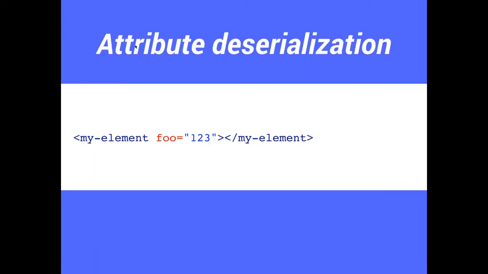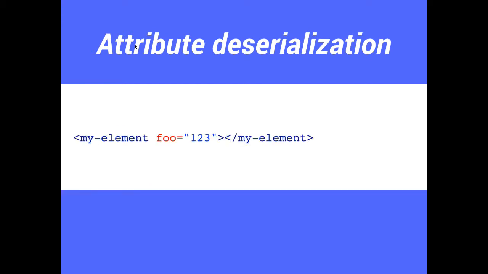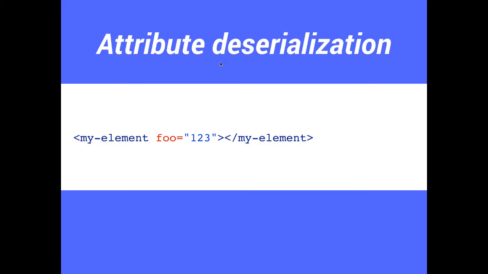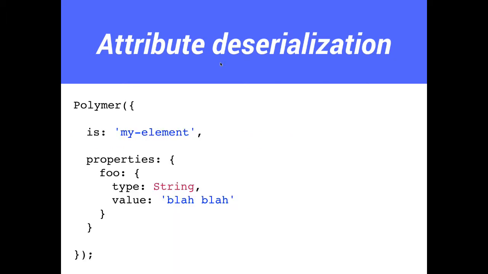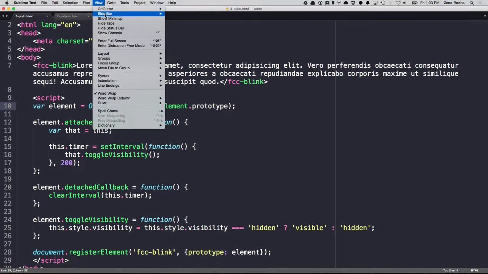So imagine you have my element, with some attribute foo, 1, 2, 3, that's the value. Then you can just create a property called foo. You can describe the type of that element, and the default value. And when the user declares an attribute like this, the foo property in this object is going to be overwritten and defined as 1, 2, 3. All right? So this may sound like, okay, no big deal. We're going to see the value of this in a second.